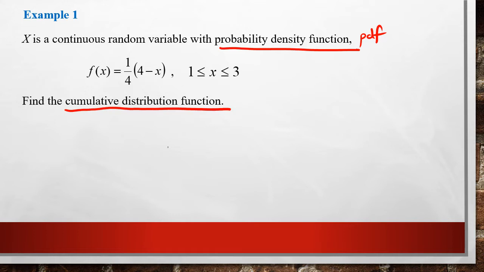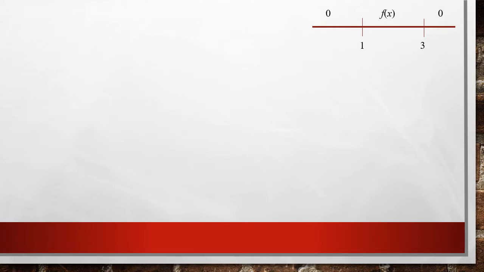This is the step we need to do to find the cumulative distribution function. First of all, we need to draw the real number line. Okay, so we have the real number line. From negative infinity to infinity, we can separate it into 3 parts because we have one defined function in between 1 to 3. How about before 1? We don't have a function, so we put 0 as the function. And for x more than 3, we put 0.